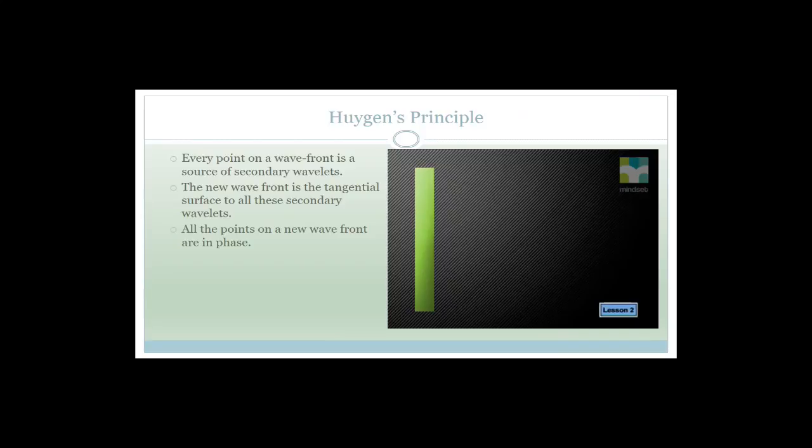basically a wavefront is not just a straight line of material. He says every wavefront is made up of points, each of which is a source of secondary waves. Okay, I'll draw this for you now. The new wavefront is then made up of the tangential surface to all the secondary wavelets, and all the points on the new wavefront are in phase. Okay, so let me show you this quickly.